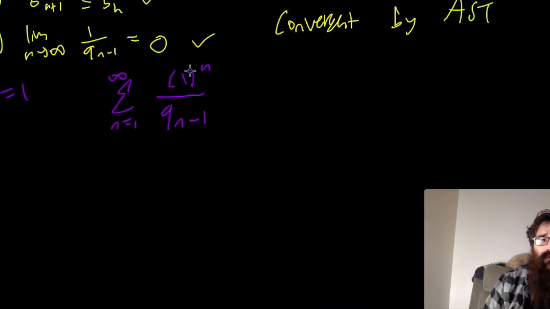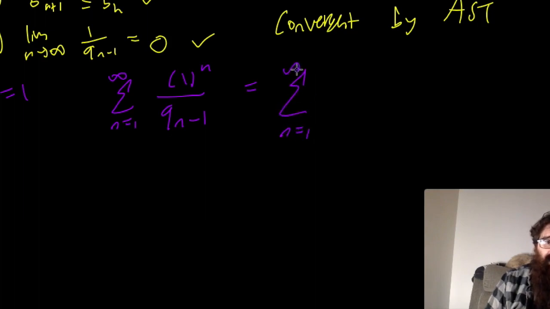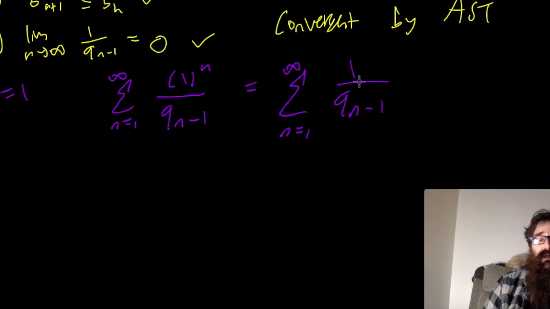And 1 to the power of n, it's always going to be 1, right? 1 to the first, 1 squared, 1 cubed, 1 to the fourth, 1 to the fifth. It's always generating a 1. So it's not necessary to even write this as 1 to the n. We would just simply write this as 1 over 9n minus 1. And I want to do a test on this. I think this is going to be good for one of those comparison tests. I'm going to try the direct comparison test and see if it works for what I'm trying to do.